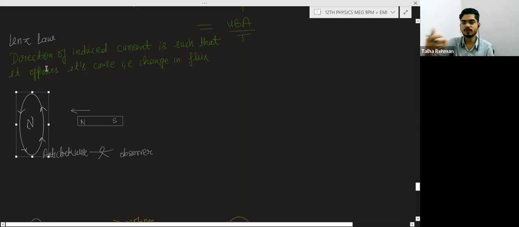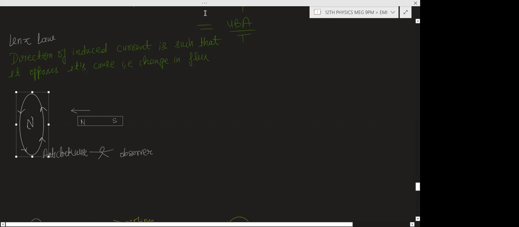So in the last class we have discussed Lenz's law. Lenz's law gives the direction of the induced current. According to Lenz's law, the direction of the induced current is such that it opposes its cause, that is, the change in the flux.